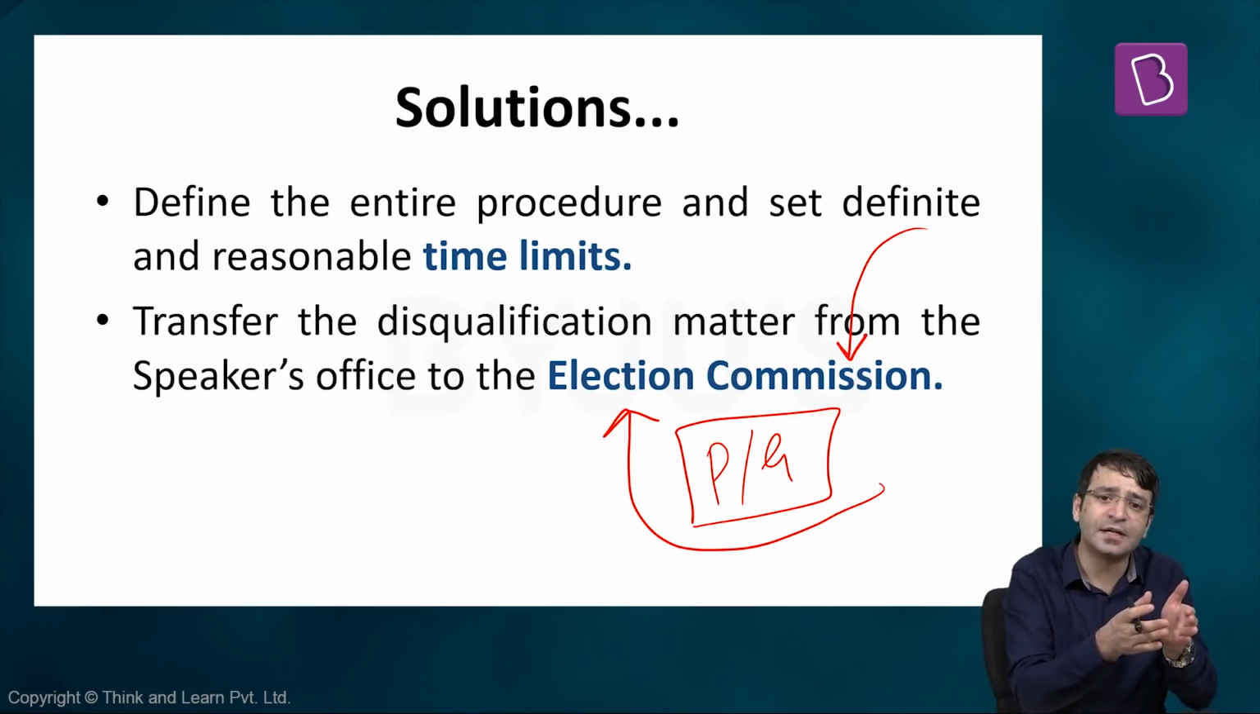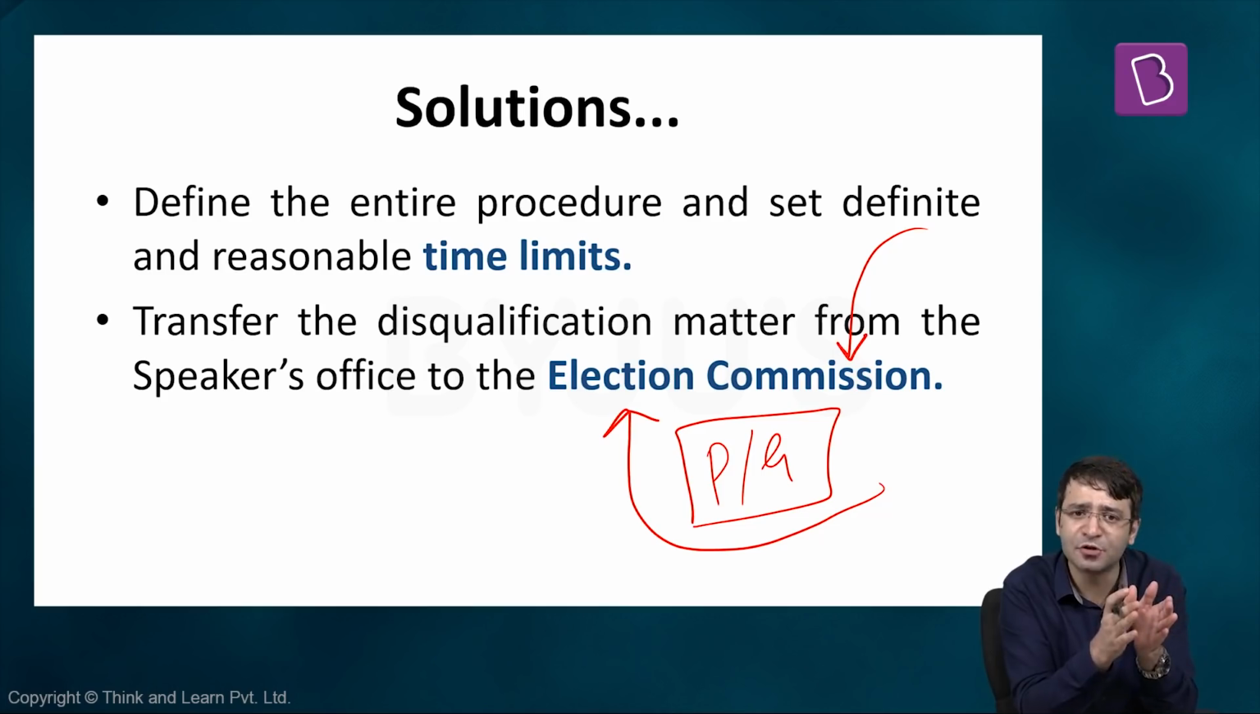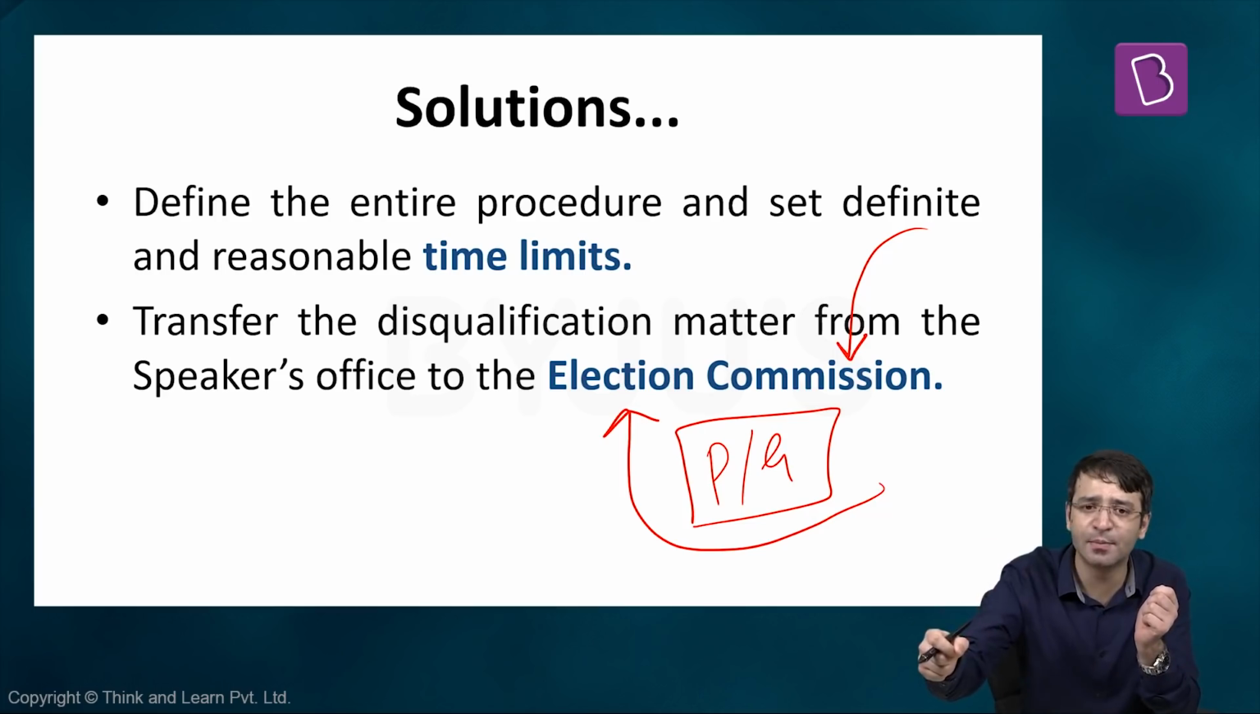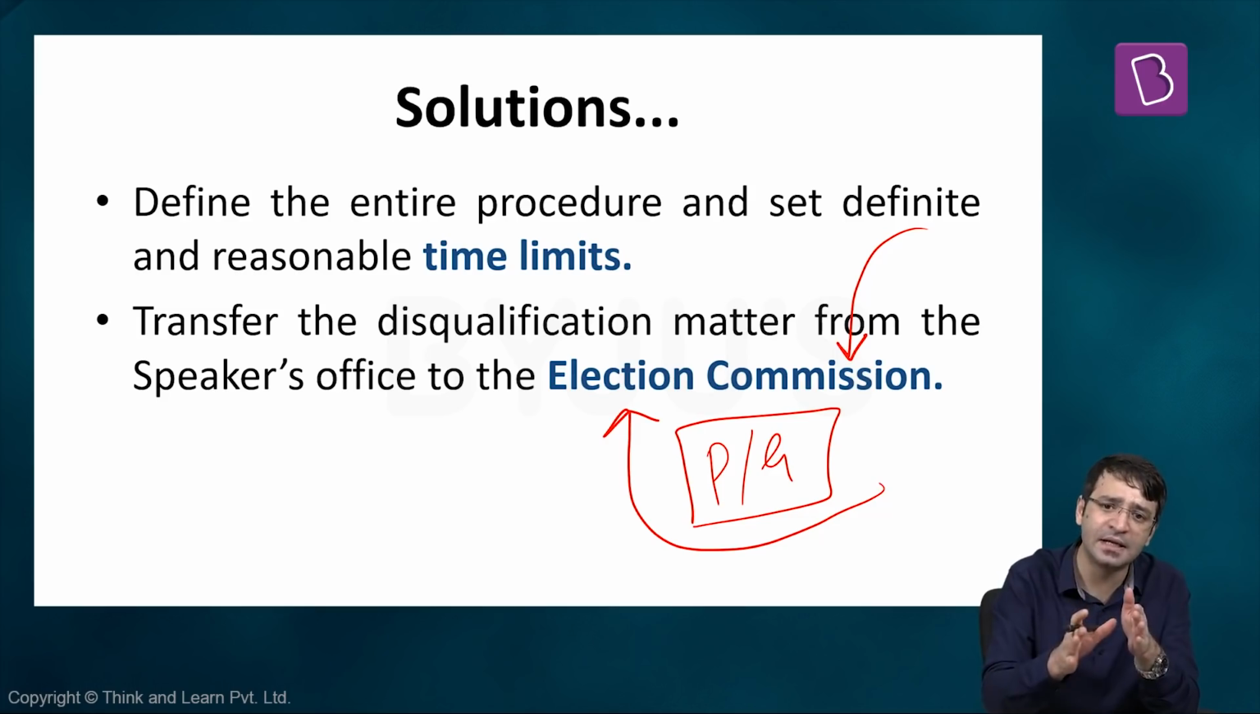So even under anti-defection law, don't give this power to the speaker, because the speaker is biased in favor of the ruling political party. Give this power to the Election Commission of India, and the report of the Election Commission of India should be binding, final on the president or the governor.